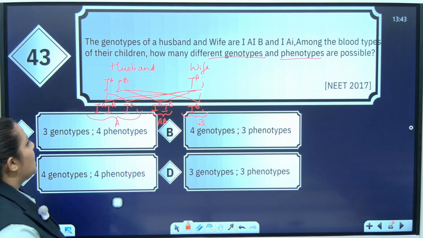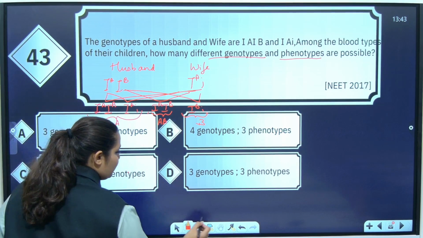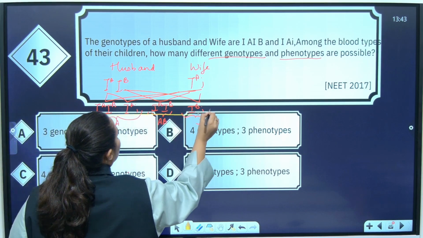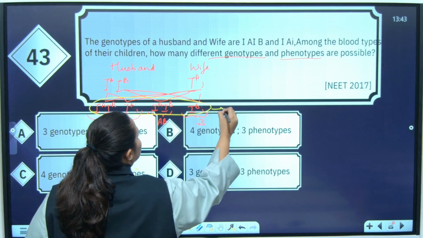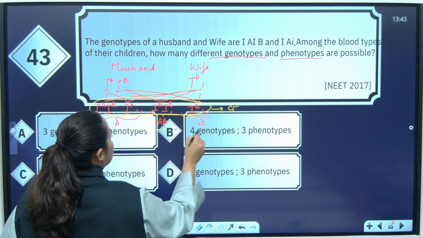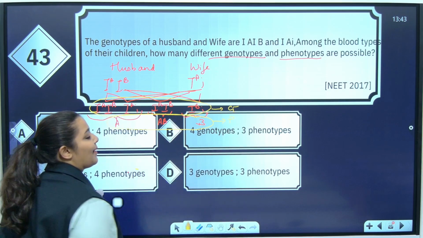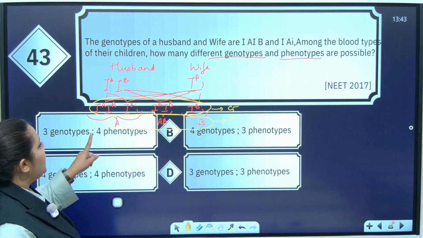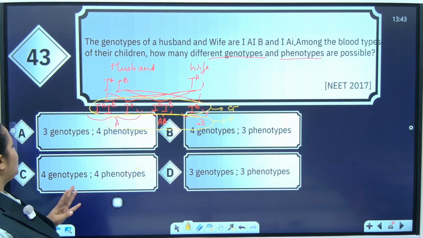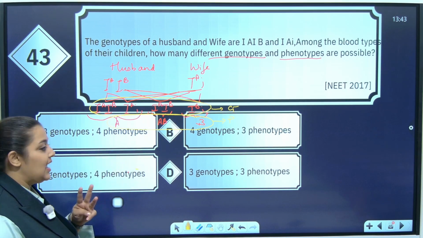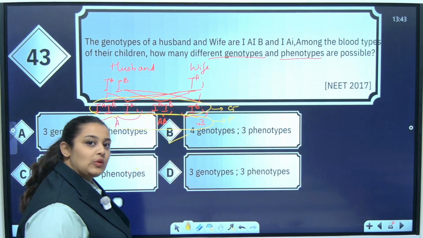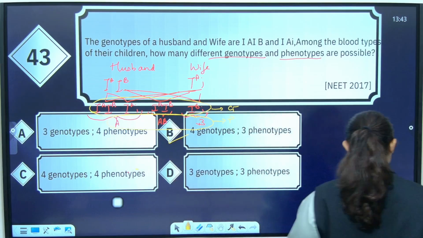Did you understand? Now, whatever is written over here amounts to genotype. And whatever is written here amounts to phenotype. Is this very clear? So, how many genotypes do we have? 1, 2, 3, and 4. 4 genotypes and 3 phenotypes. Where is the answer? Yes. 4 genotypes and 3 phenotypes. Option B is our answer.